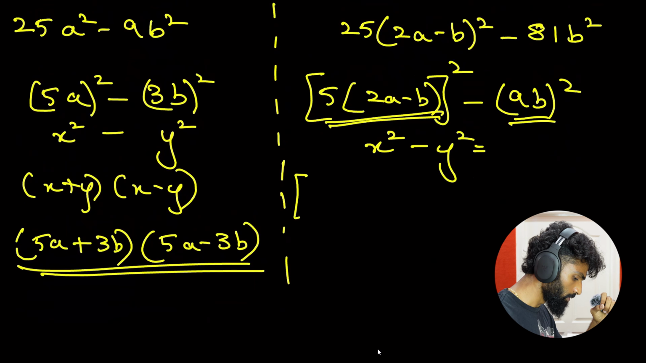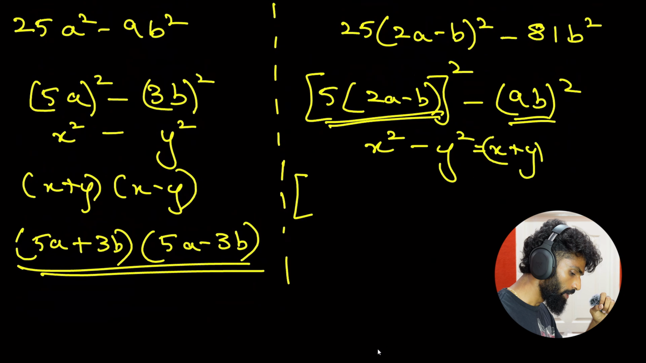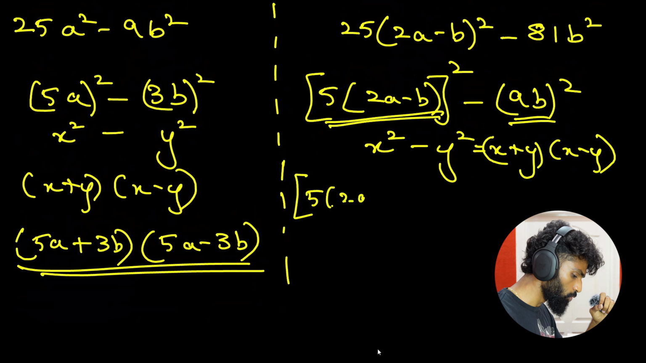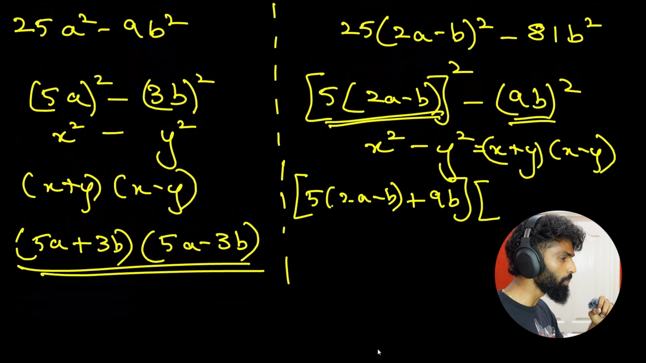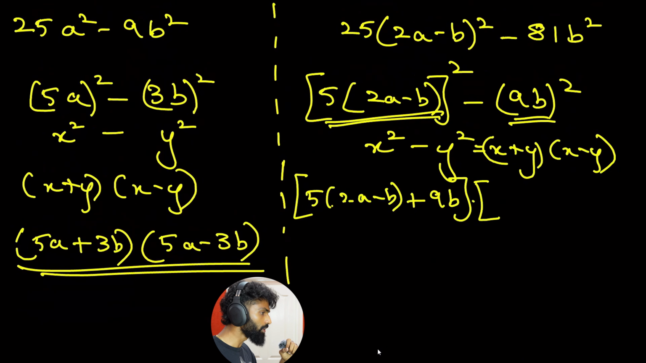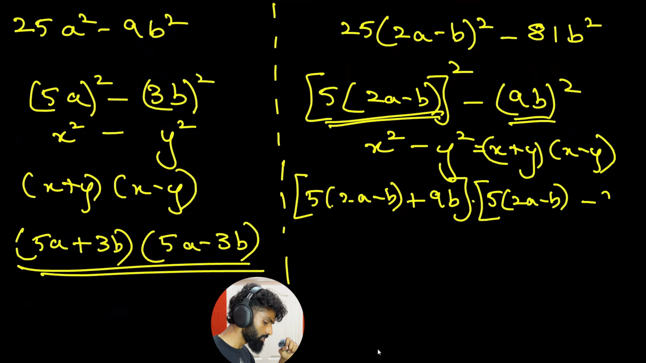I'll use brackets again, different brackets this time. So the answer says x plus y into x minus y. The value of x is 5 into (2a minus b). Plus, as it is, y's value is 9b. I am done with that. I'll open another bracket. The good thing about this identity is that between both the brackets there is by default a dot, which means it's multiplication, so I can also ignore writing that dot. The next part says x minus y. X's value is 5 into (2a minus b), minus y is 9b.